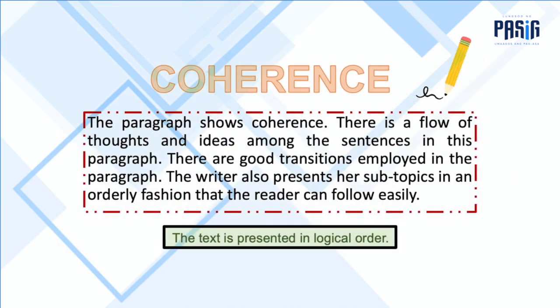The second one is coherence. The paragraph shows coherence. There is a flow of thoughts and ideas among the sentences in this paragraph. There are good transitions employed in the paragraph too. The writer also presents her subtopics in an orderly fashion that the reader can follow easily. The text is presented in logical order.